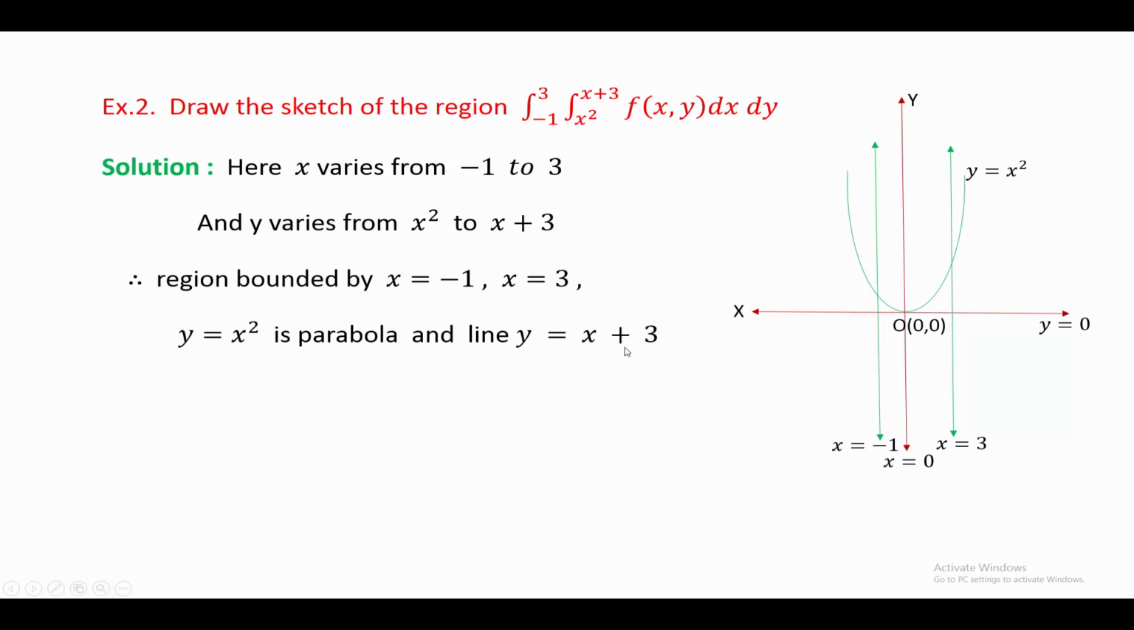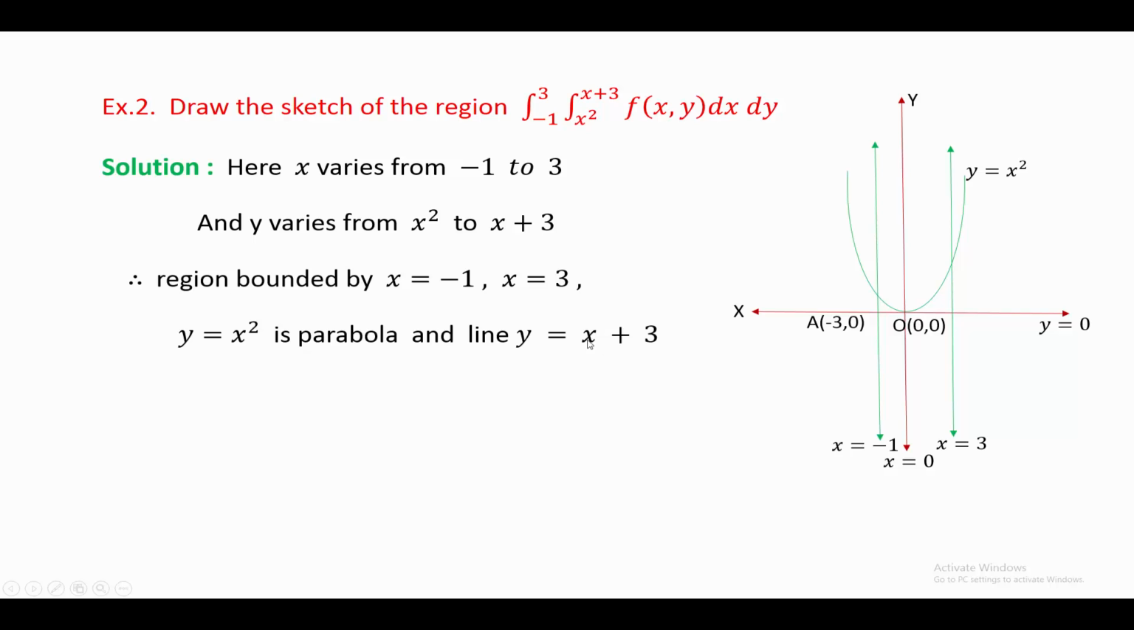Now draw the line y equal to x plus 3. For that, first find two points on this line. First put the value of y as 0. So we get x equal to minus 3. The value of x is the x coordinate and the value of y is the y coordinate 0, so one point is minus 3, 0. Because when y is 0, x is minus 3.